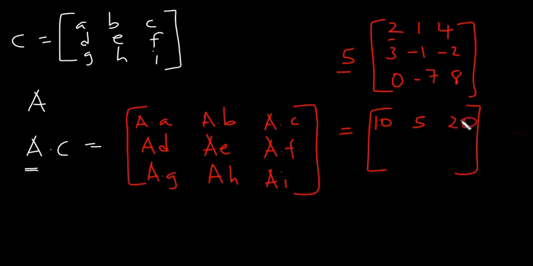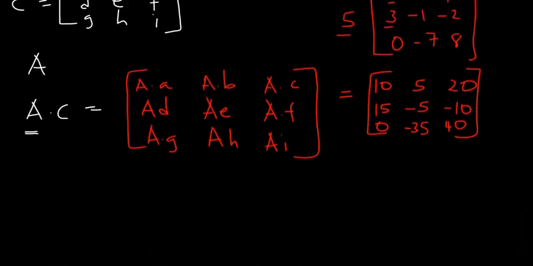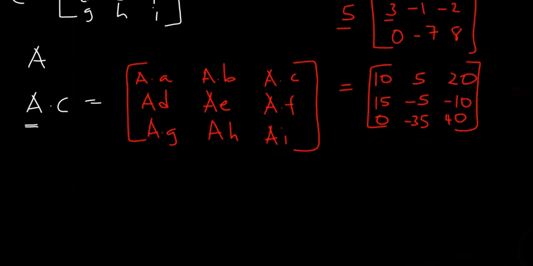We still multiply it by 3 to give us 15, by -1 to give us -5, -2 by 5 to give us -10, and 0 by 5 to give us 0. 5 by -7 will have -35, and then 5 by 8 to give us 40. So the scalar can also be a negative number or even a fraction. So let's look at how to work it out if the scalar is a negative number.